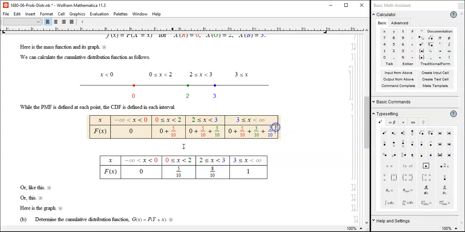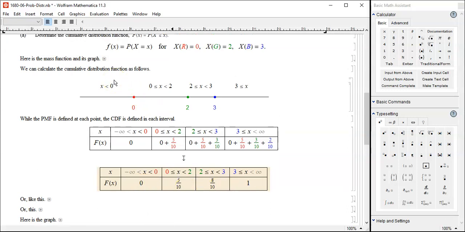So you can write this into that form. Always you begin from 0 and end up with 1. So how many squares do we need here in this table? We need 4 intervals, as you can see in this diagram here. We have 3 points, 0, 2, 3. So we need 4 intervals, 1, 2, 3, 4.